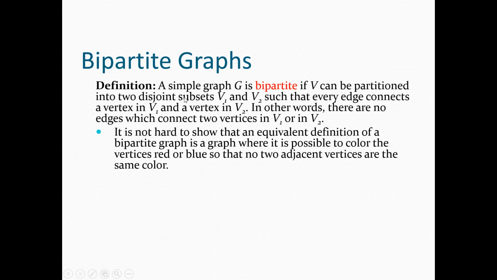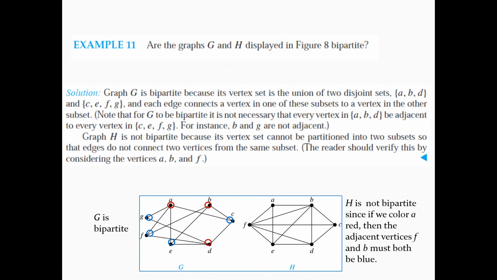Bipartite graph. A simple graph G is bipartite if V can be partitioned into two disjoint subsets V1 and V2 such that every edge connects a vertex in V1 and a vertex in V2. In other words, there are no edges which connect two vertices in V1 or in V2. Okay, so it is not hard to show that an equivalent definition of a bipartite graph is a graph where it is possible to color the vertices red or blue so that no two adjacent vertices are of the same color. So this is an example.